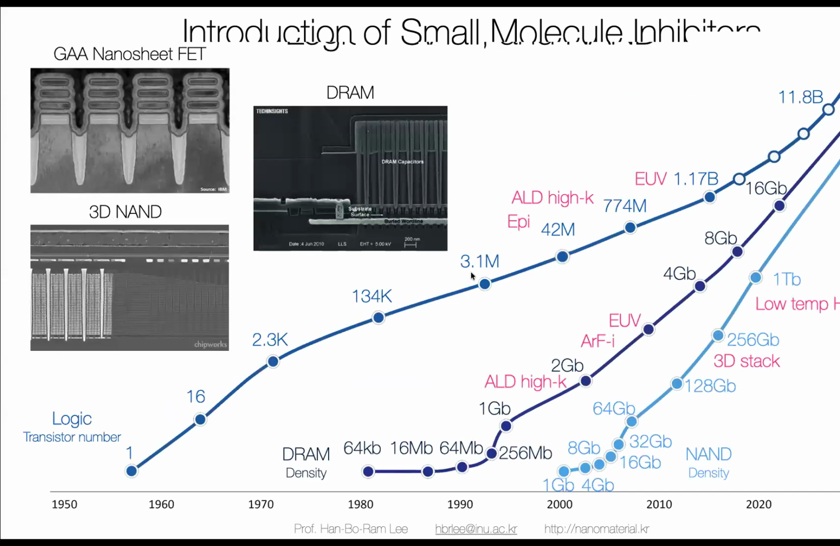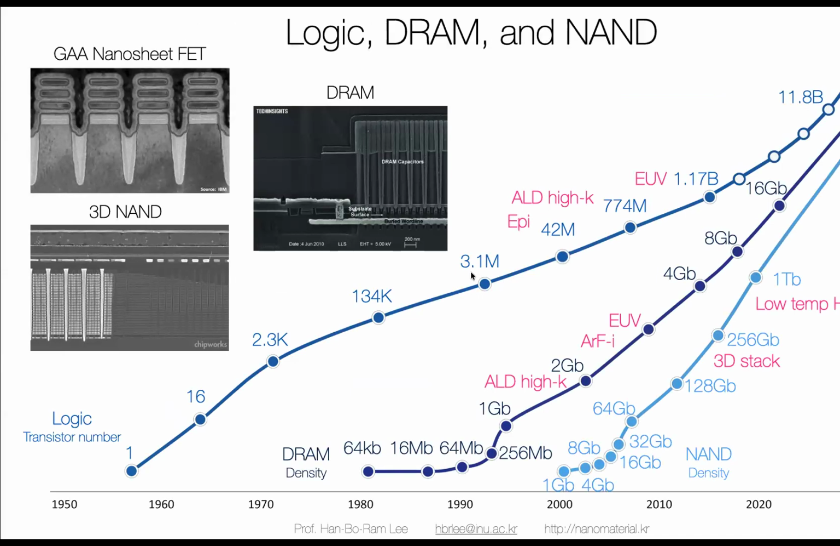So today, I'm going to be focusing on the logic device, NAND, and then DRAM devices. As you can see here, the logic device has developed from 1 transistor to 11 billion. That is a really high density.